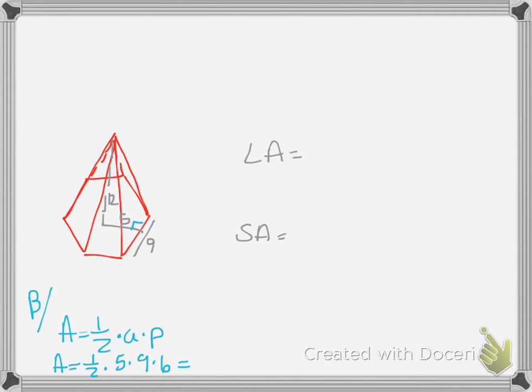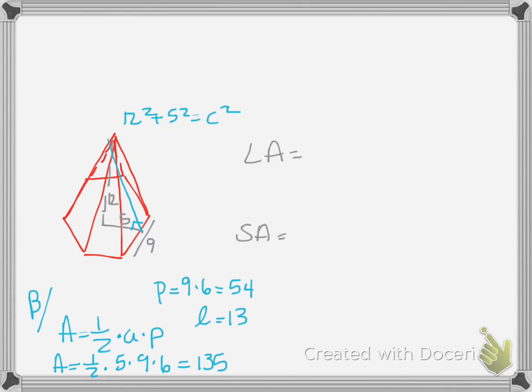Okay, so the area of the base is then going to be 135. My perimeter is 9 times 6. For my slant, we're going to have to use the Pythagorean theorem and make our right triangle here. So I've got 12 squared plus 5 squared equals c squared. So that would get me 13 as my slant.